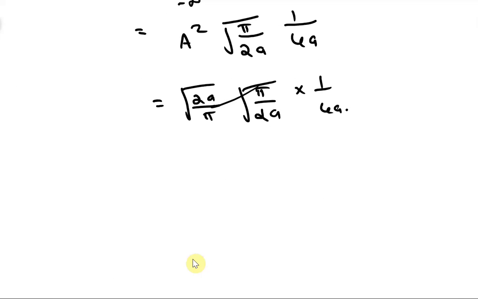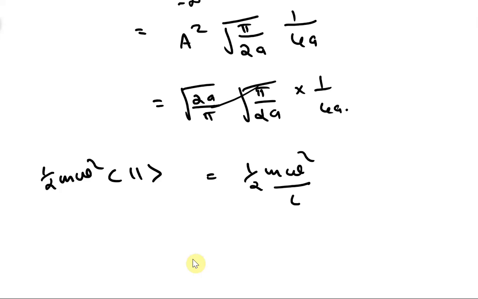And now my half m omega square, this quantity will become half m omega square divided by 4a, or m omega square divided by 8a. That is the second part.